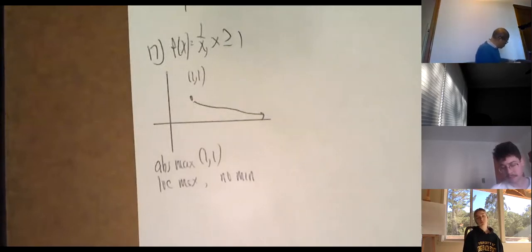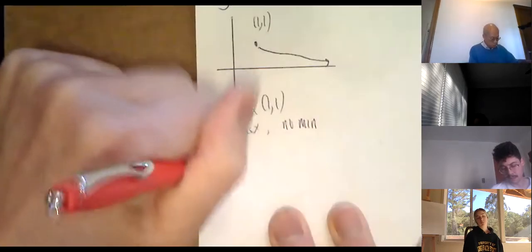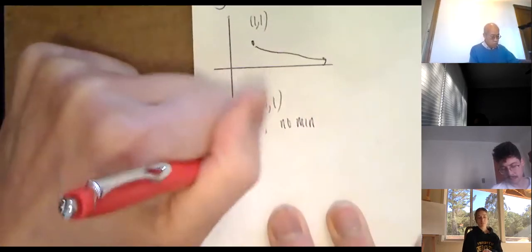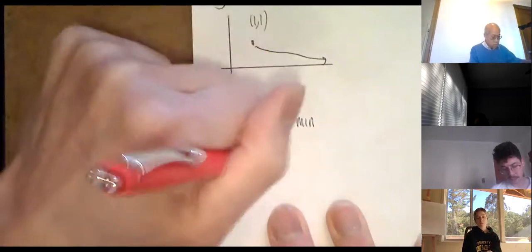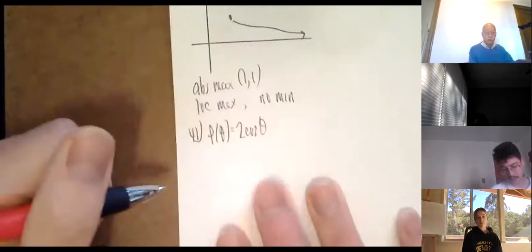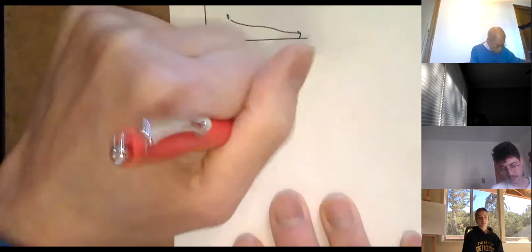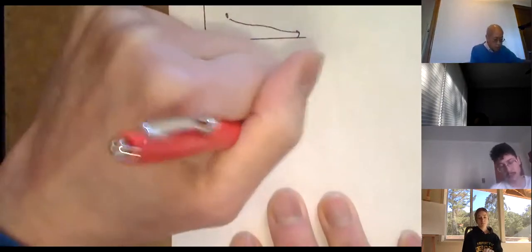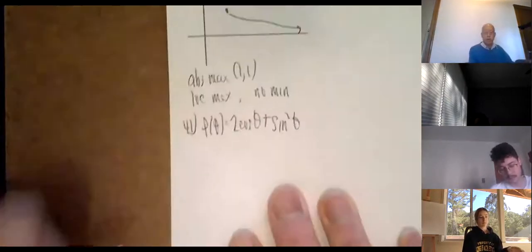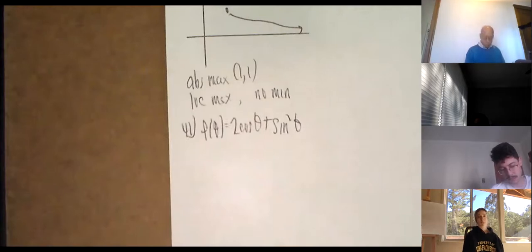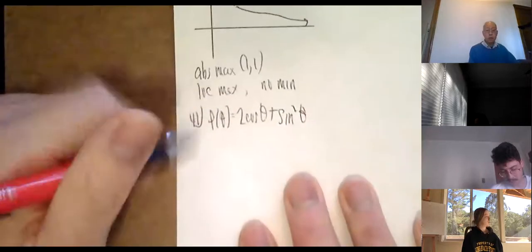Okay, 41. f of theta equals 2 cosine theta plus sine squared theta. Section 4.1, and only ask for the critical numbers. So we don't have to graph it.